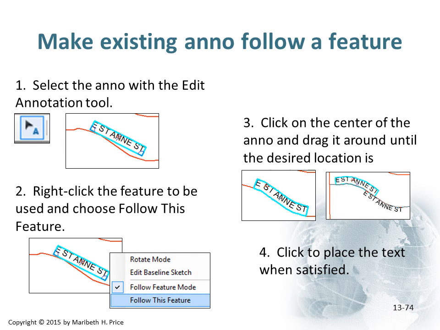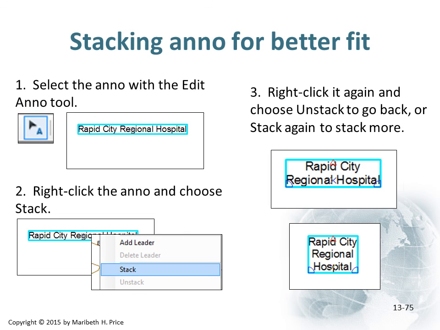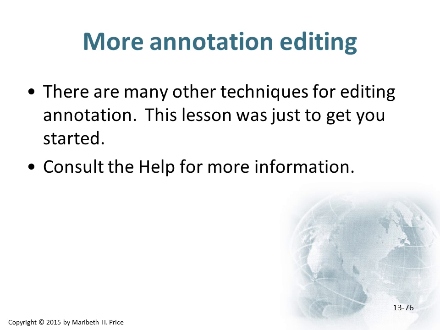You can make existing annotation follow features. It's pretty straightforward. The way you do it, you select it, you right click to follow the feature, click on the center of the annotation and drag it around until it fits the way you want, following the feature. You can stack annotation for a better fit. So you have a really long label and you don't like it that way, you can click on it, you can stack it, and it allows you to go from one long label to a stacked label.